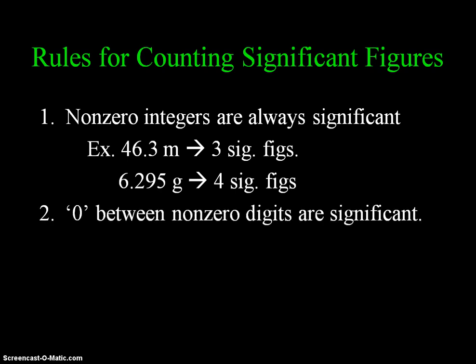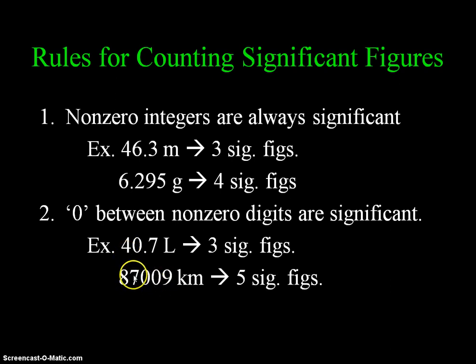Rule number 2, a 0 between non-zero digits is significant. You could say a 0 that is sandwiched between 2 real numbers will be significant. So in this case, the 40.7, that 0 is considered to be significant because it is sandwiched between 2 real numbers, giving us 3 total sig figs. And this number right here, we have a real number here, a real number here, which means the 2 zeros in between will be considered to be significant. So we have 1, 2, 3, 4, 5 sig figs.